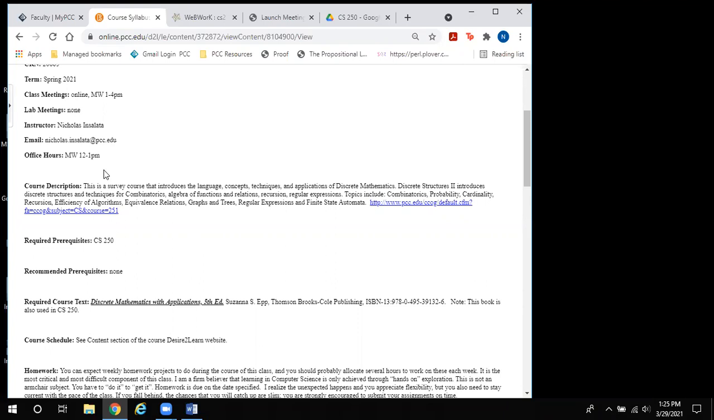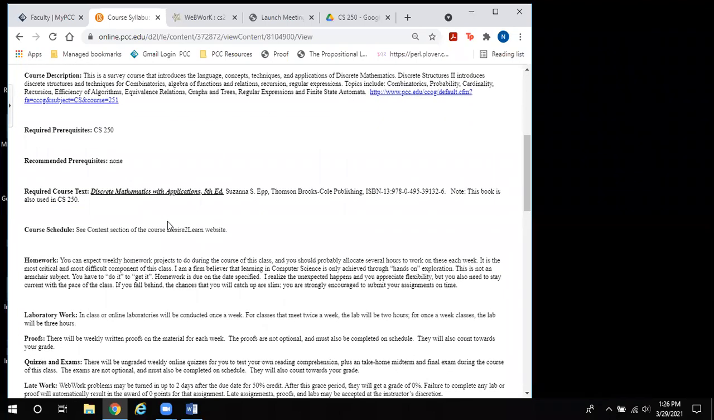Course description: we're going to learn about combinatorics, functions, relations, recursion, regular expressions, probability, efficiency of algorithms, graphs, and finite state automata. In other words, we're going to do the entire second half of the textbook that we started last term, so chapters 6 through 12. We're doing the whole shebang. We're going to skip a section here and there, but we're going to do all the remaining parts of the book pretty much. Speaking of which, that book that I just mentioned, let me do one of these and one of these.